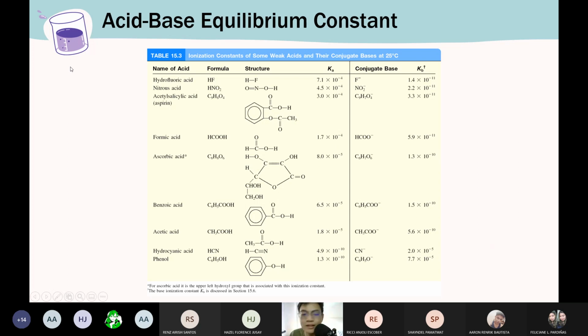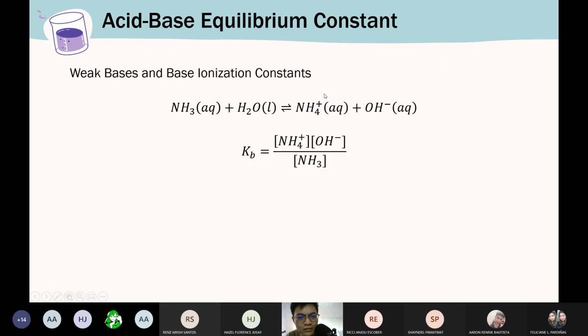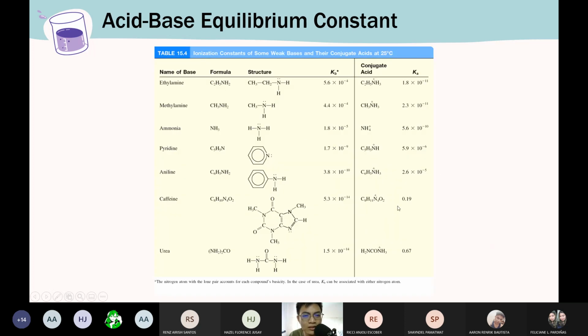Meron din sa base. So, we call that Kb for the base. Example here, we have ammonia plus water, it produces these products. Since ammonia is a base, we write Kb. At ito naman yung mga K values for the bases. Again, hindi yan kinakabisado, tinitignan lang yan.